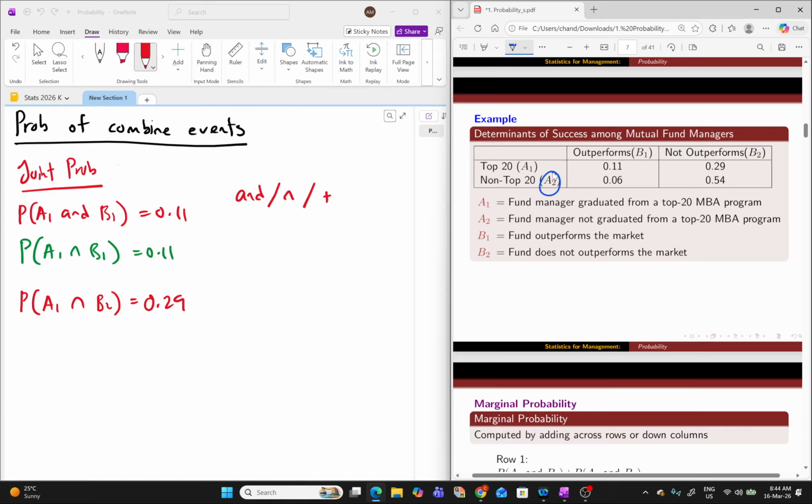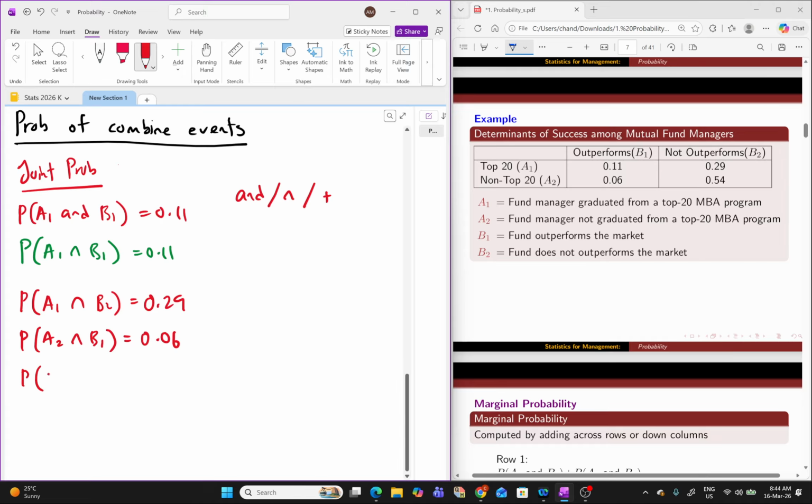And then same goes here, A2 and B1, you will get 0.09, and A2 and B2 you will get 0.54. So each number here, if you want to write it in terms of notation, this is the notation.